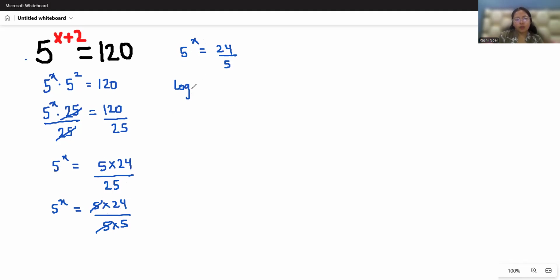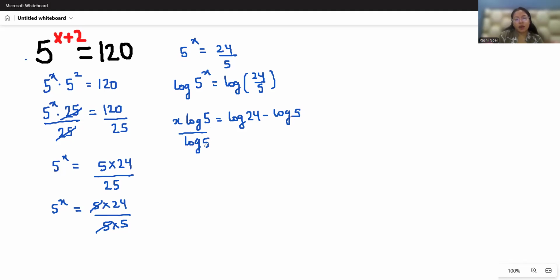Now if I take log on both sides, so it becomes x log 5 equal log 24 by 5. We can write log 24 minus log 5. Now I am dividing both sides by log 5, so this will cancel out.